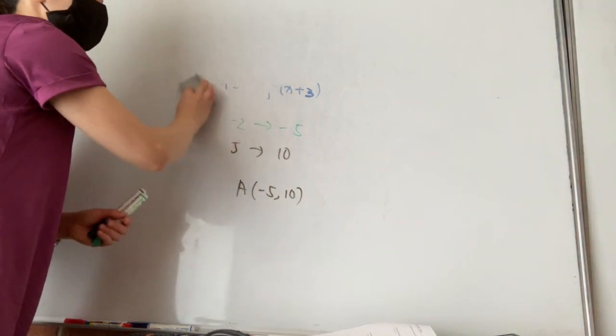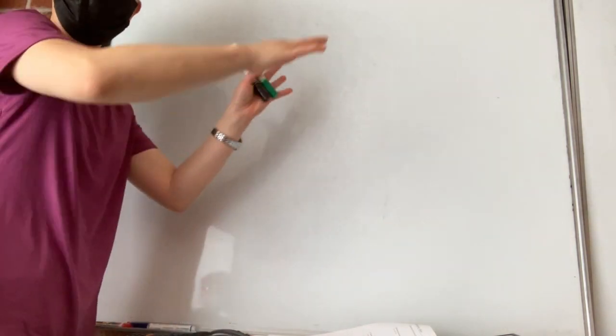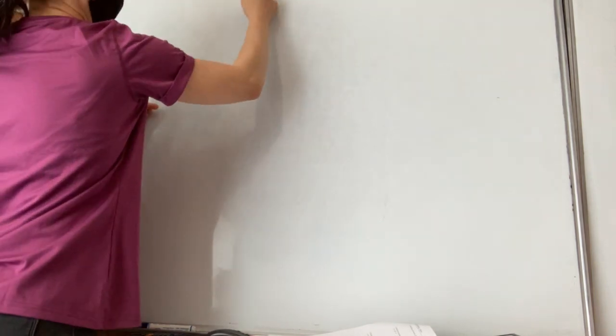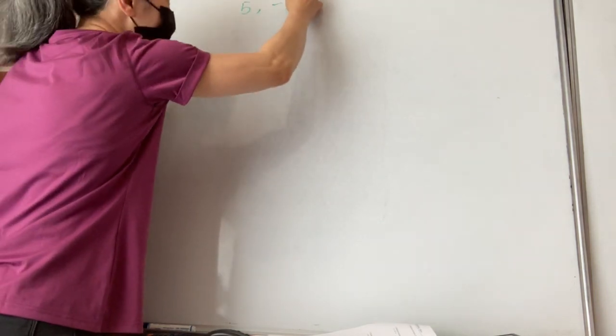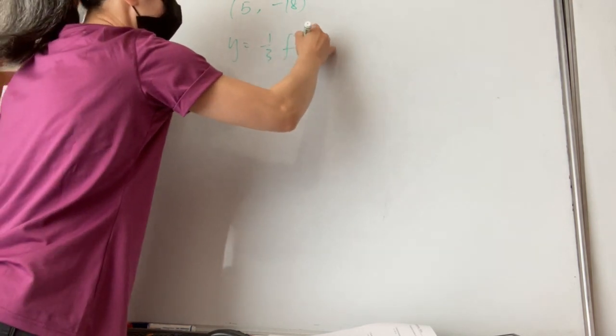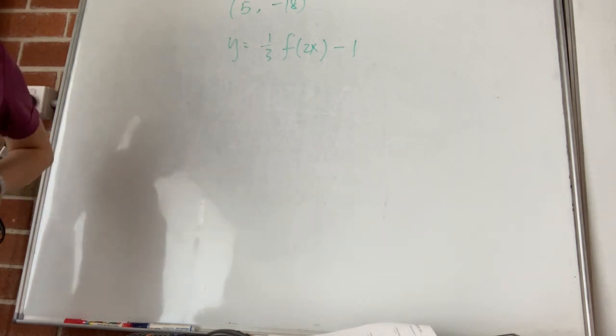What happens to the minus 1? Minus 1, that is outside of the f(x), right? That means that's a y. Okay, so you have a 5, and then you have minus 18. So y equal to a third f of 2x minus 1. Let's look at the x first. What will happen to the x? Can you tell me?